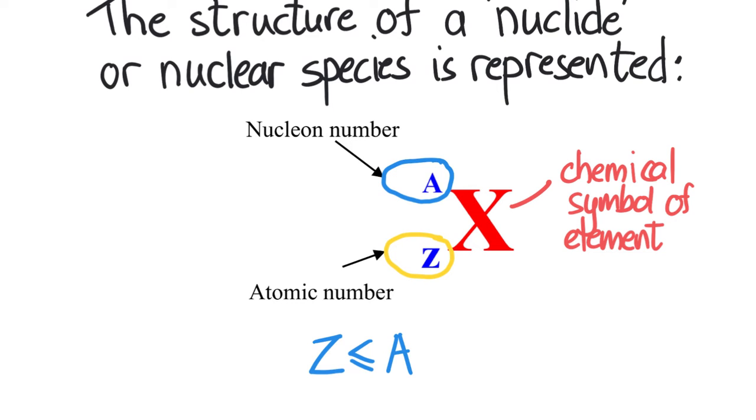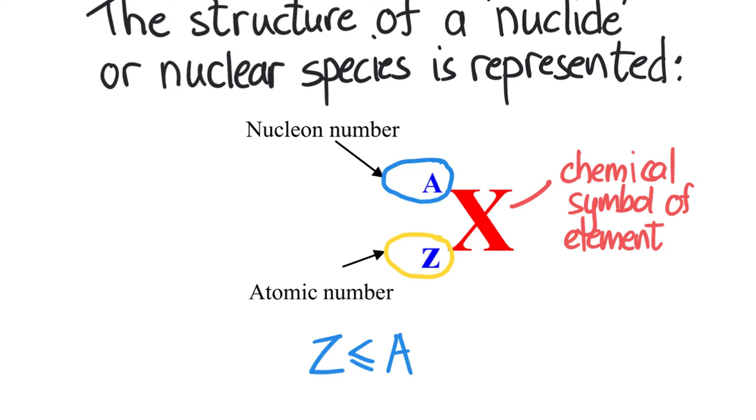So in nuclear physics we represent a nuclear species or nuclide as follows. We use the X, which is the chemical symbol of the element that you find on the periodic table. Then the nucleon number is the bigger of the two numbers. It's the A, and the atomic number is the Z, and the Z is less than or equal to the A.